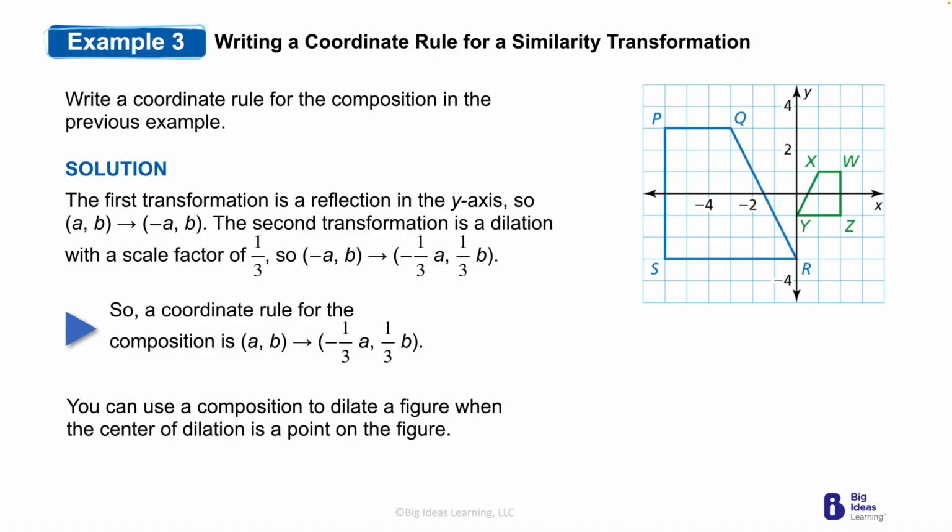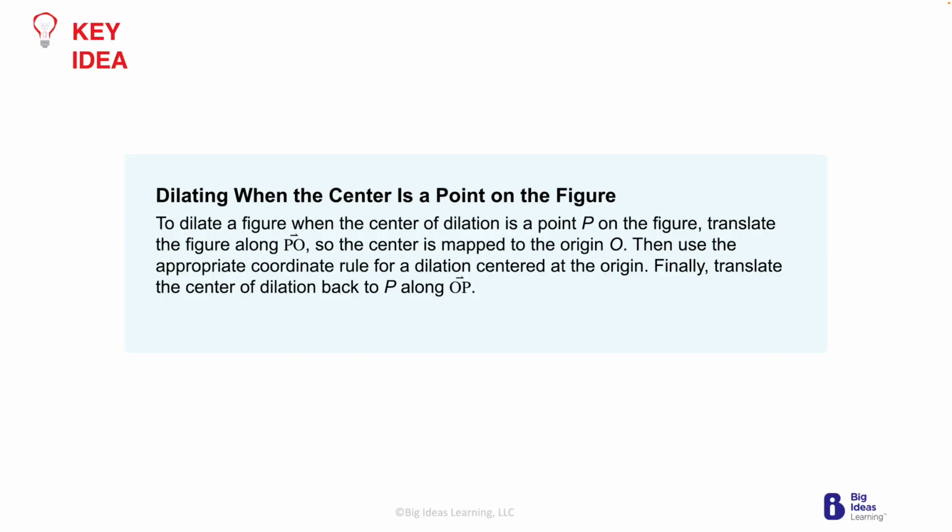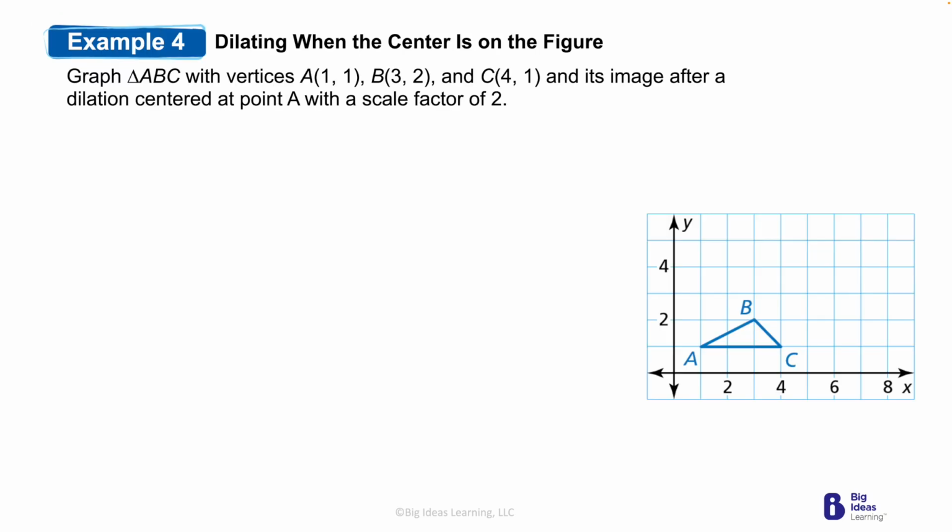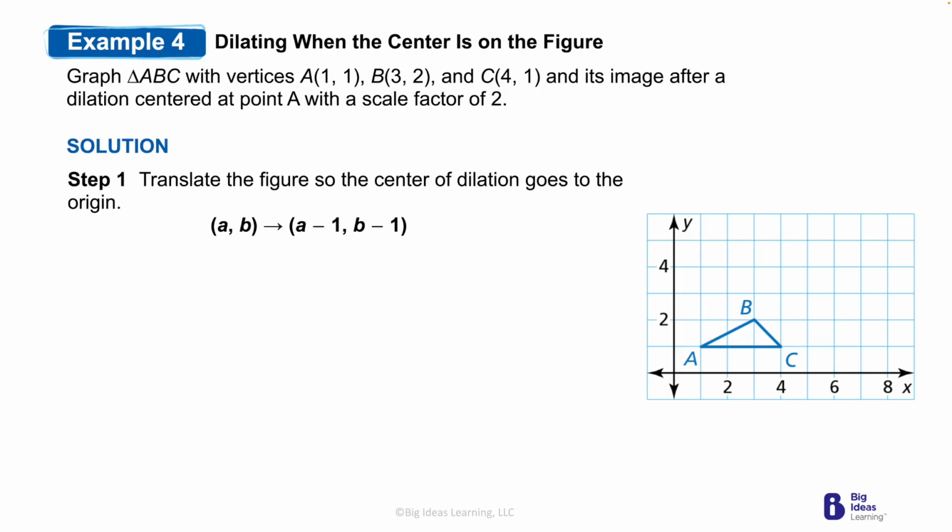So you can use a composition to dilate a figure when the center of dilation is a point on the figure. And we did this before, kind of, with something. So all you're going to do, you got your triangle here, get your vertices all nice and happy. So you're going to dilate it at point A with a scale factor of 2. So what you're going to do is translate the figure so the center of dilation goes to the origin. We did this a few lessons ago, the translations. So now that gives you (a minus 1, b minus 1). That's your rule.